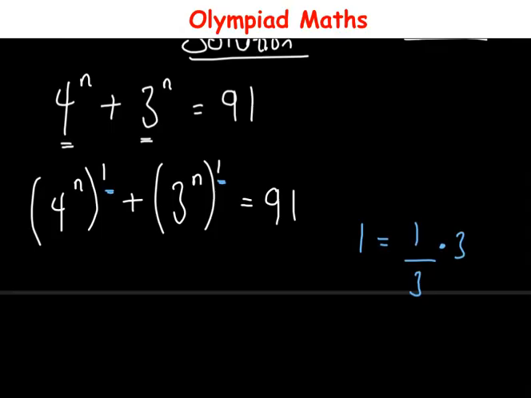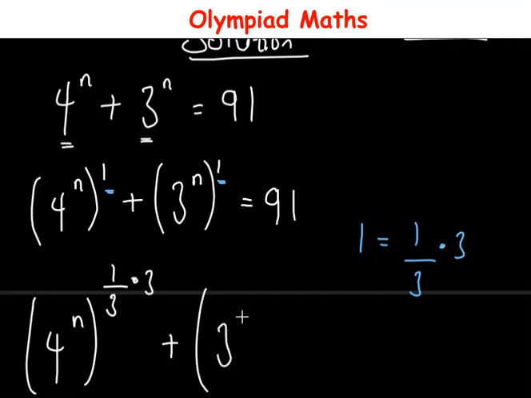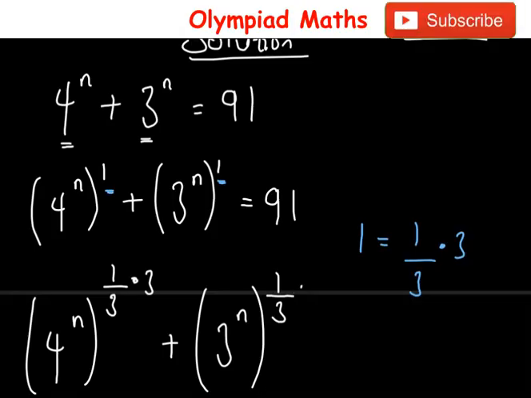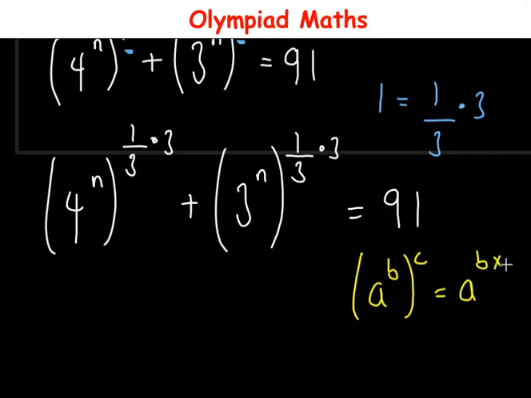So this equation then becomes, in brackets, 4 raised to power n, all raised to power 1 over 3 times 3, then plus, in brackets, 3 raised to power n, all raised to power 1 over 3 times 3, and this equals 91. So from this, following this rule of indices, that if you have, in brackets, a raised to power b all raised to power c, this equals a raised to power b times c.